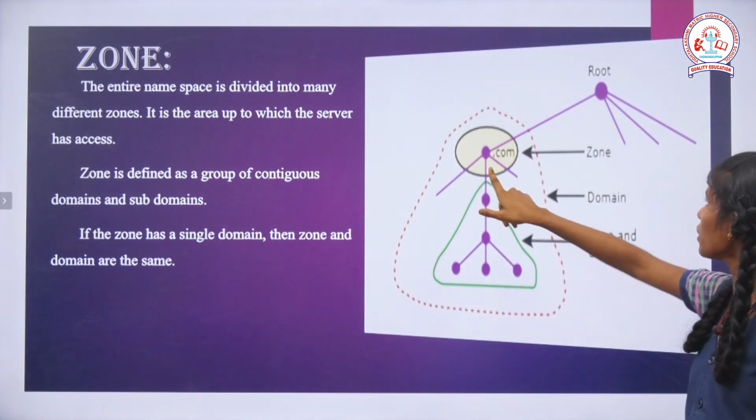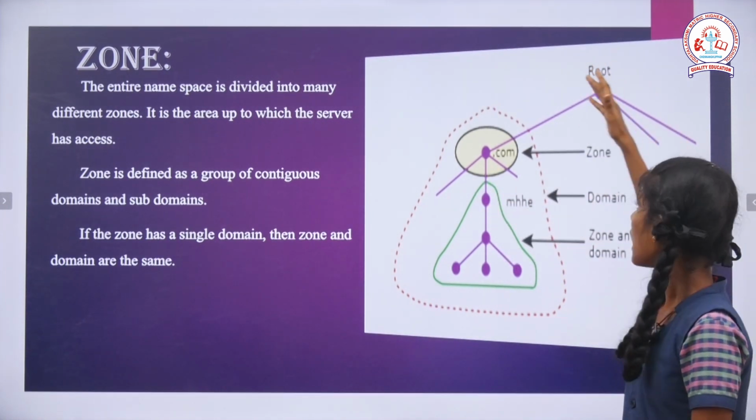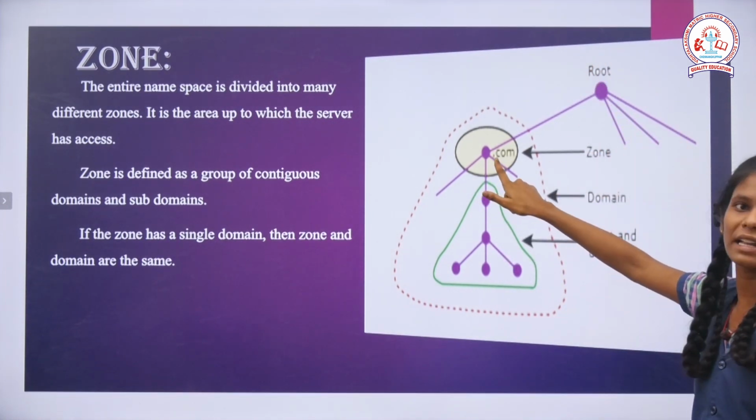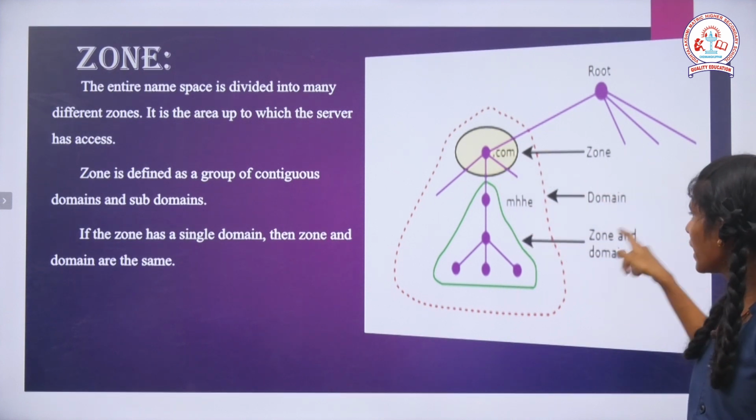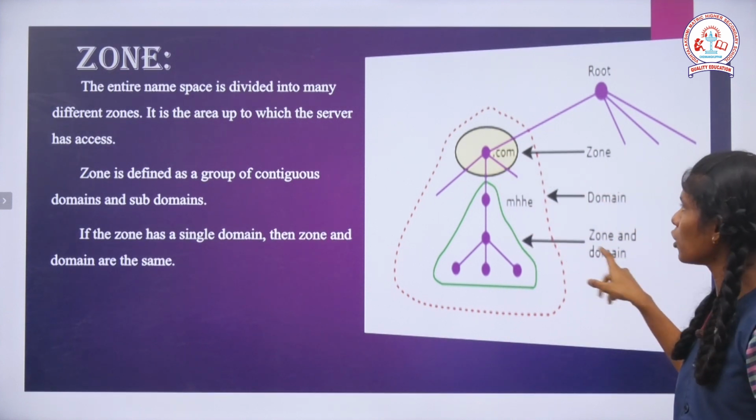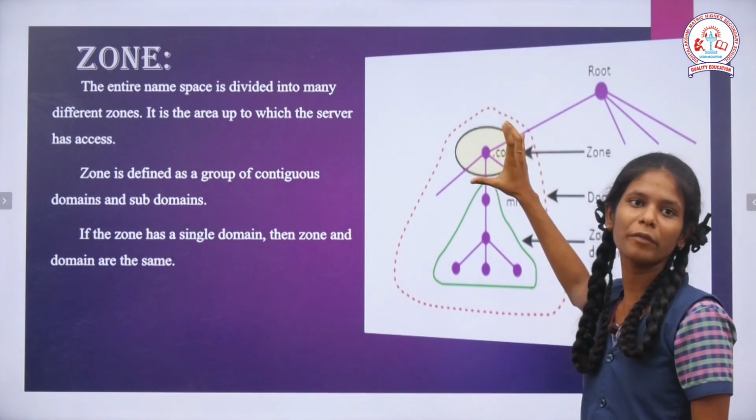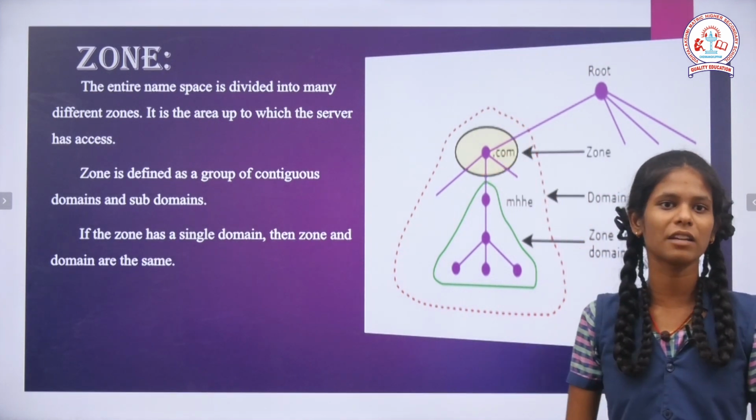And here the commercial organization starts with the zone, and it is divided into commercial organization zone and domain. If the zone and the domain are the same, they have only one value, this single domain commercial organization.